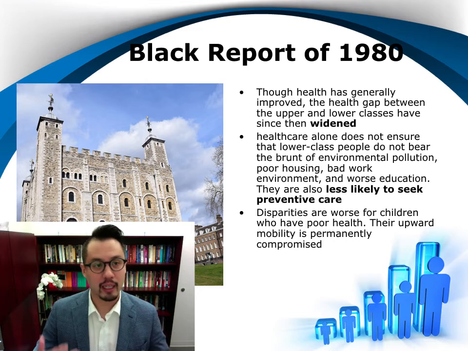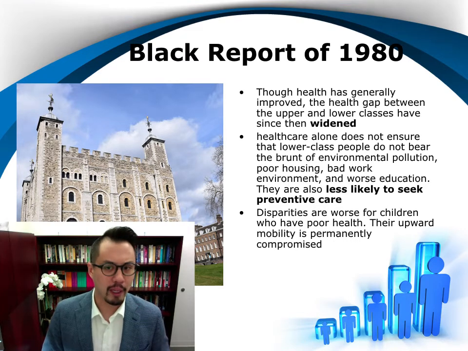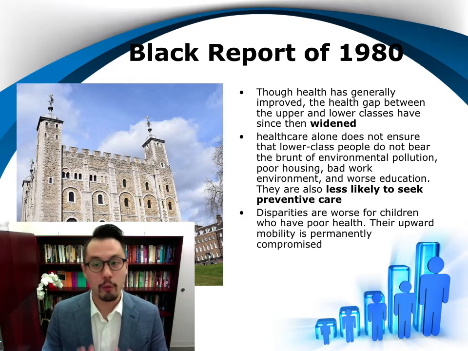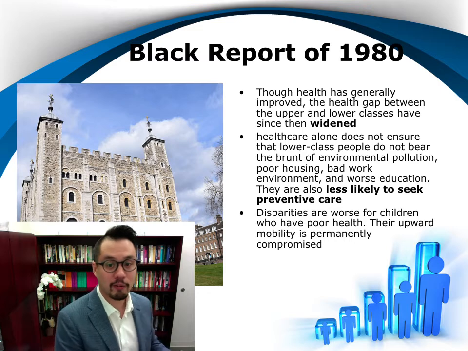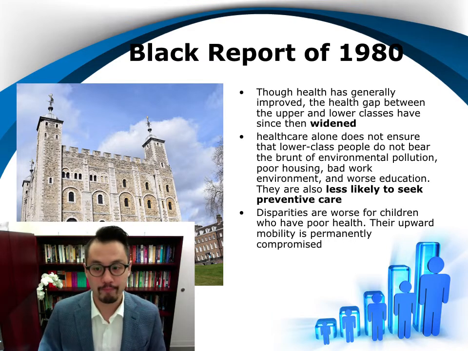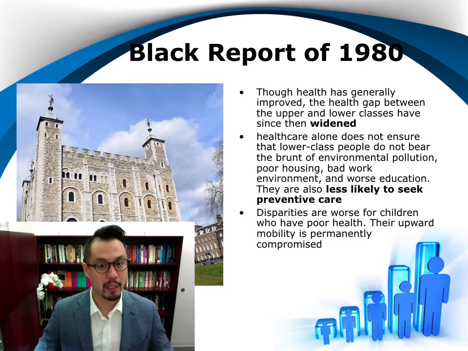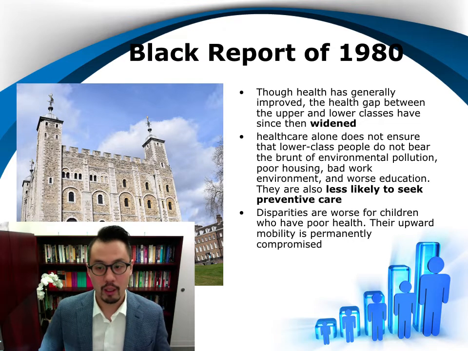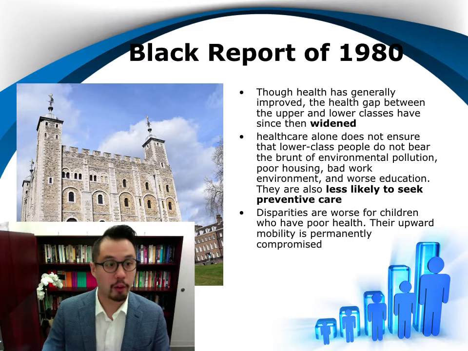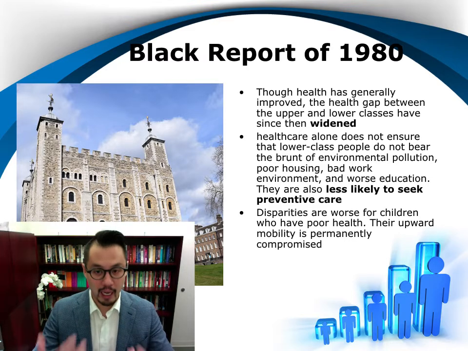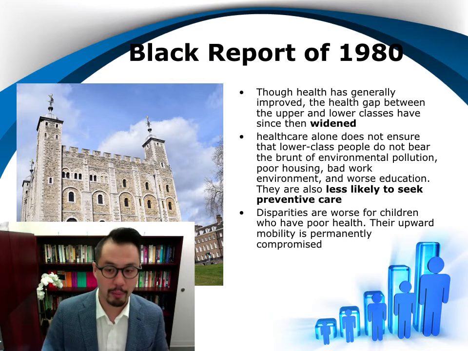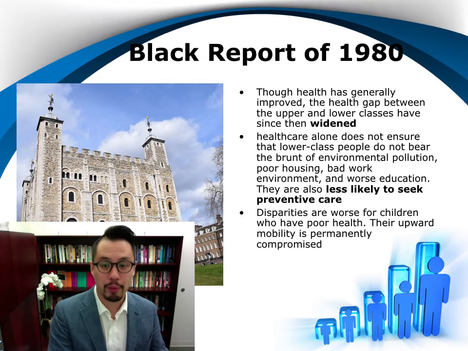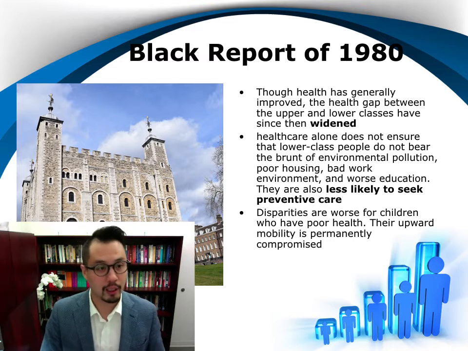So we have said at the outset that healthcare and healthcare delivery only accounts for about 20% of public health. This means that although healthcare is important, it is not what is solely responsible for good or bad health. Now, the British NHS was created in the 1940s in order to make healthcare free for everyone. It was thought that class differences would then be eliminated because everyone would have access to healthcare. But according to the Black Report of 1980, it proved otherwise. It showed that although health has generally improved, it does have an effect, right? Having access to healthcare does improve the health of the general population. The health gap, though, between the upper and lower classes has only since then widened.